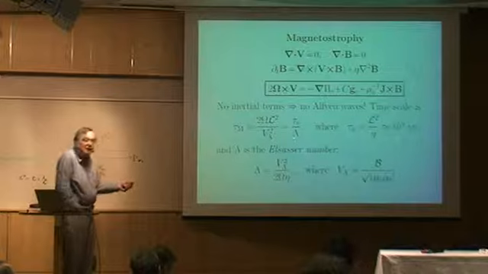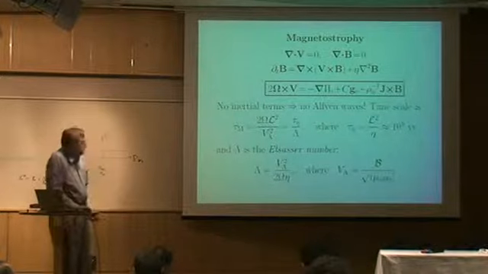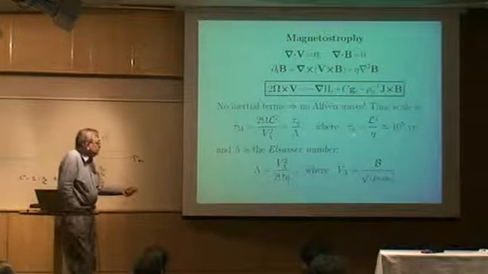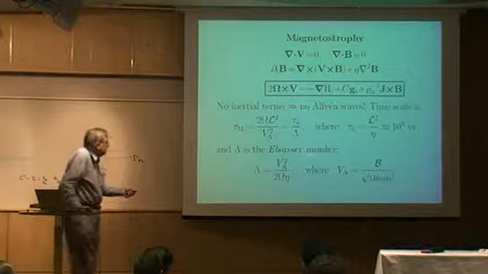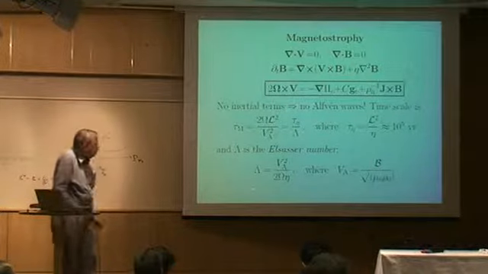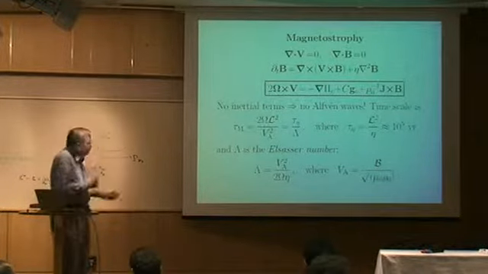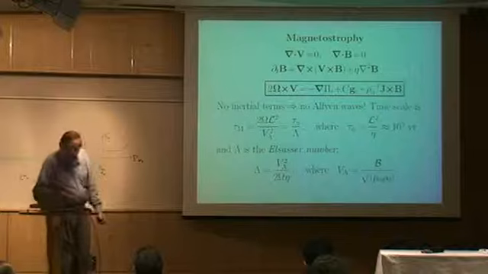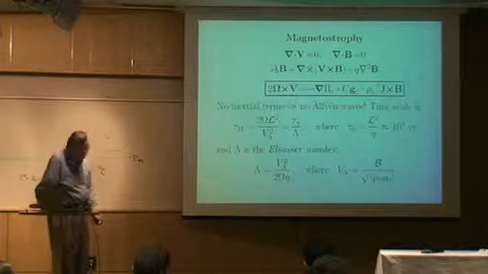Lambda is the Elsasser number, which I introduced on Monday. It's defined over there. This is an enormously long time, and this is crucial for what's coming.